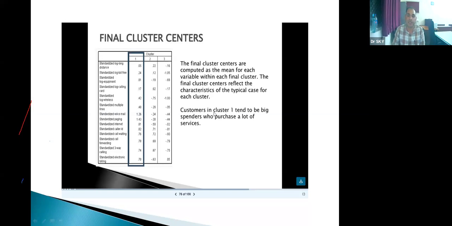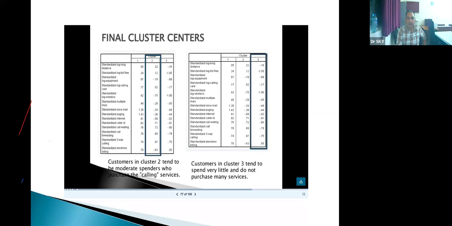So customers in cluster 1 tend to be big spenders who purchase a lot of services. This way you can see the value. So on the basis of that, we can discriminate among the customers or objects. Say customers in cluster 2, see this one. Here, if you take the average of that, you will have a moderate, a little bit large value. If you take the average of these centers, then you will see that it is going to be lesser than that, and this is going to be the least among these 3. So this way we can have an idea.